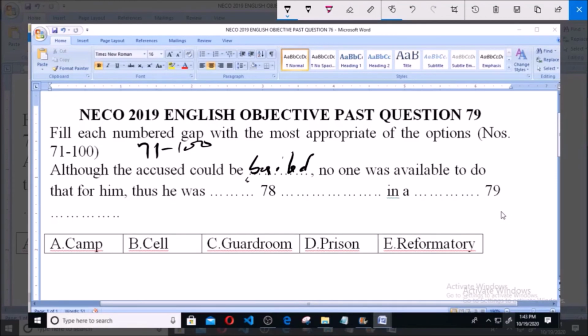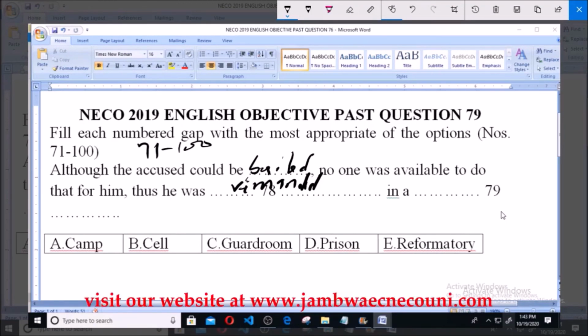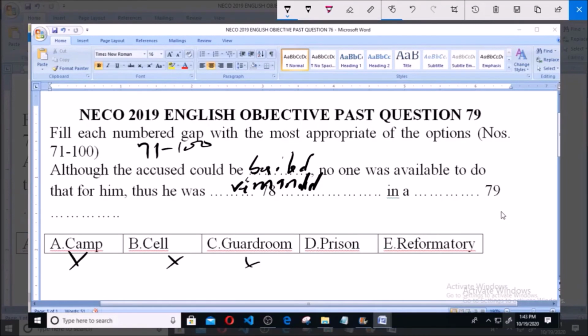remanded in a dash. There, in camp, it can be camp; in cell, no, not in cell; guard room, not in guard room; then reformatory, not reformatory, but what? In prison. So in a prison. So option D is correct.